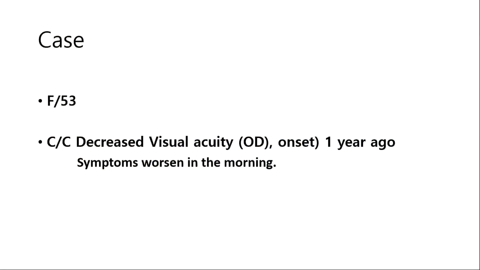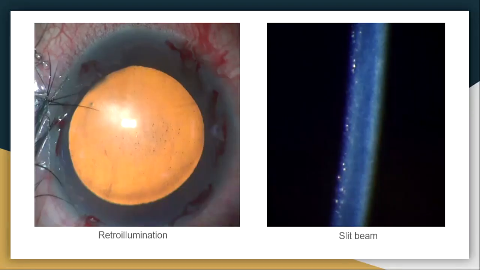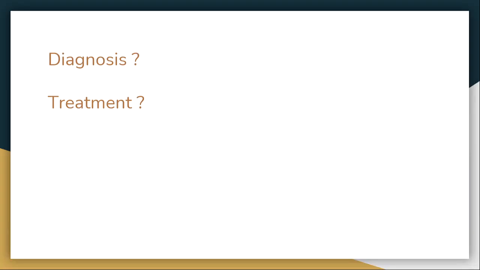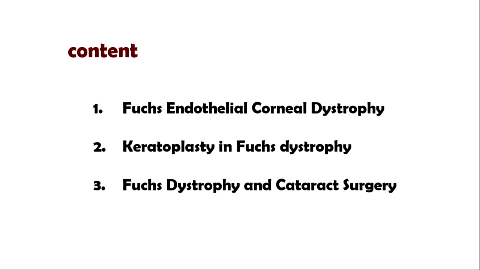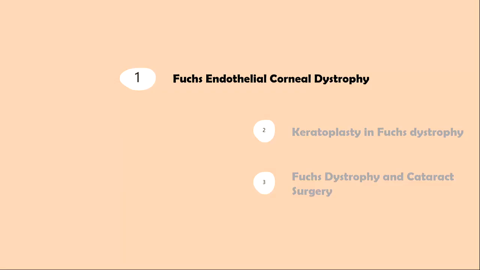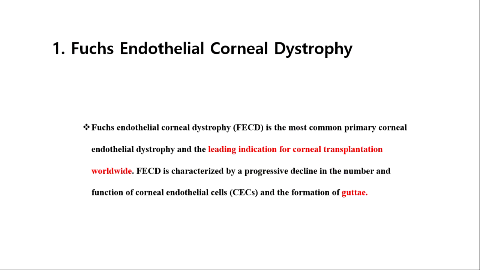A 53-year-old woman visited the hospital due to a gradual decrease in vision over the past year. The symptom wasn't worse in the morning. On the retroillumination and slit lamp images, we can see small dots on the endothelial cell layer. You may be aware of the diagnosis for this patient and the treatment. Let me begin by discussing Fuchs dystrophy.